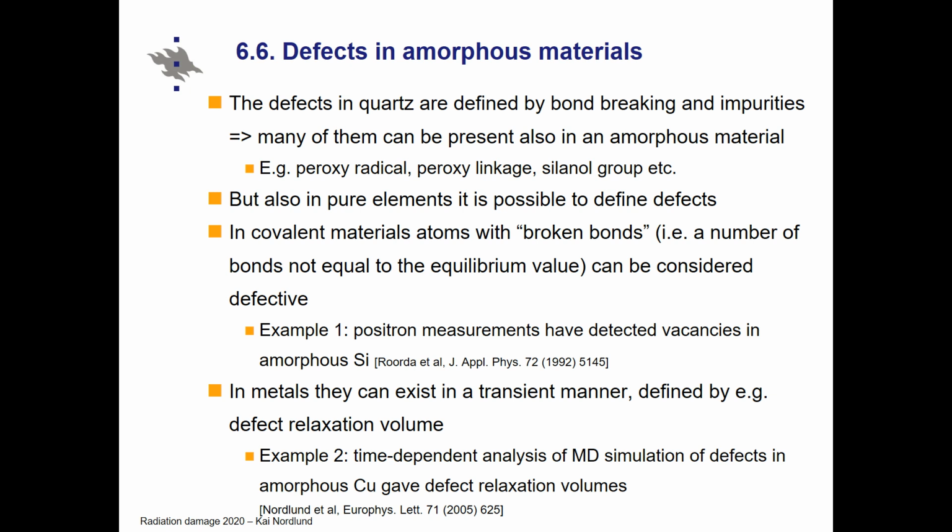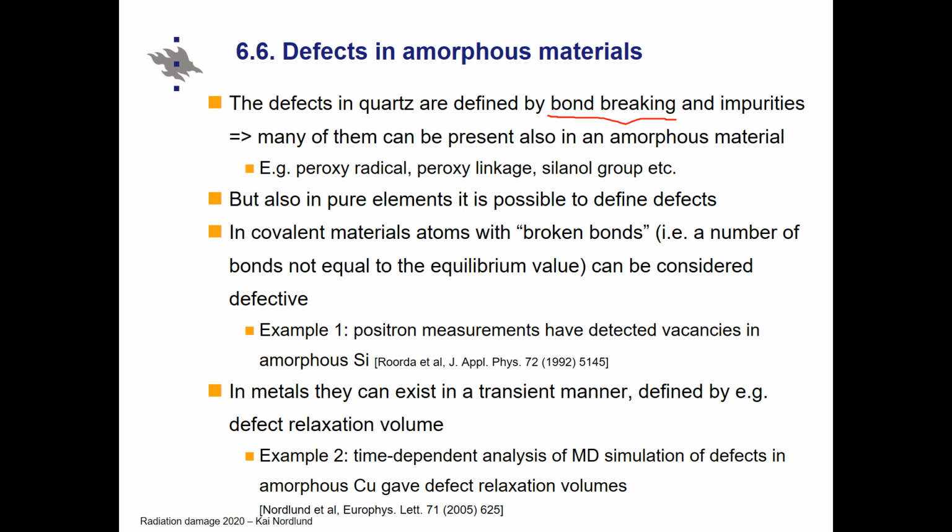how this is possible. Because many of the defects in quartz were purely defined by bond breaking and having impurities and having then non-saturated bonds, also known as dangling bonds. And impurities can of course be present also in amorphous materials, but also without impurities, this bond breaking kind of defects can be quite relevant. This is sort of the easiest to understand topic of defects in amorphous materials.